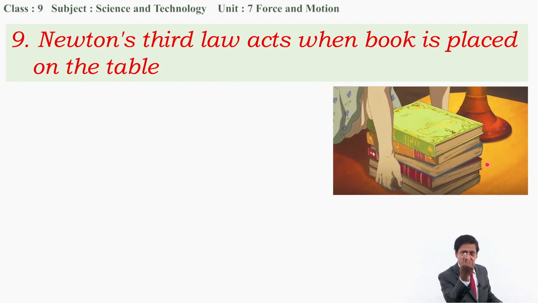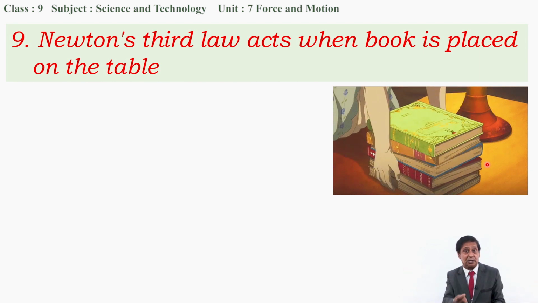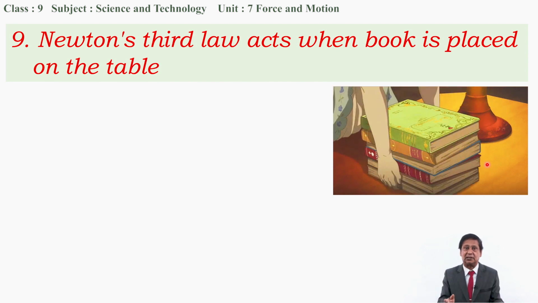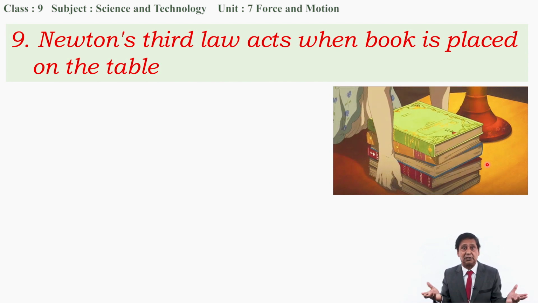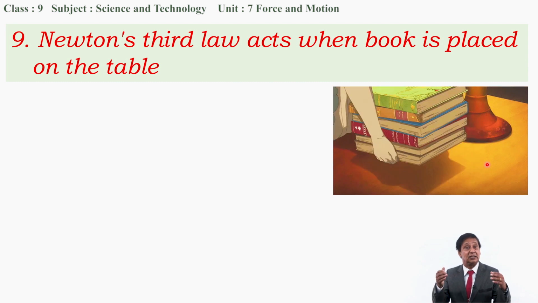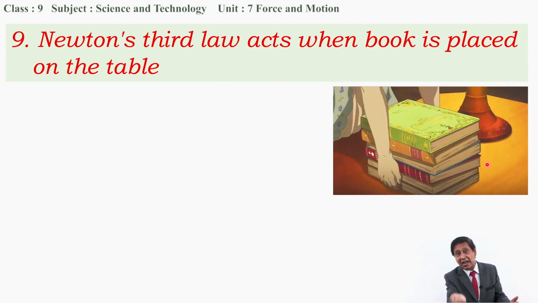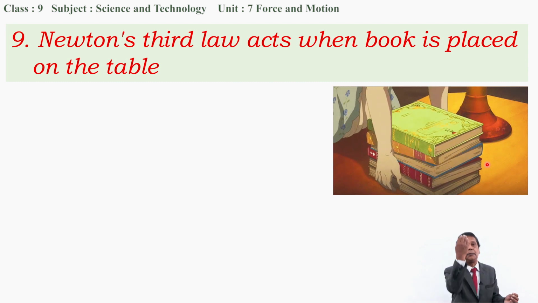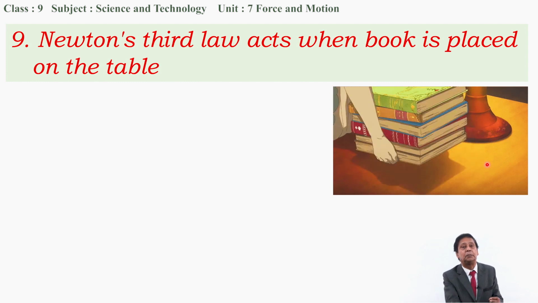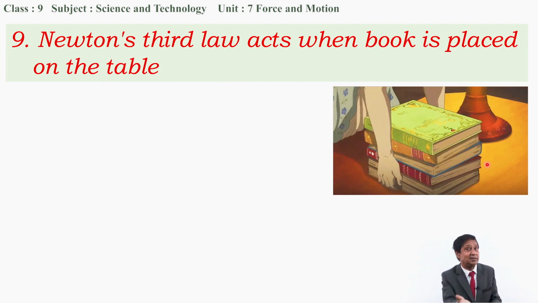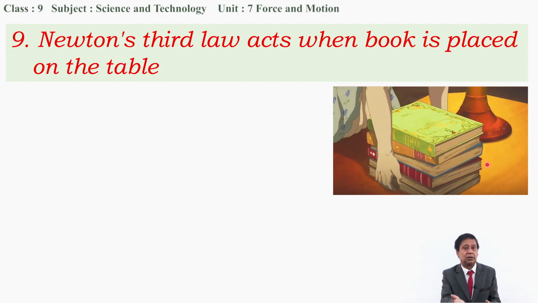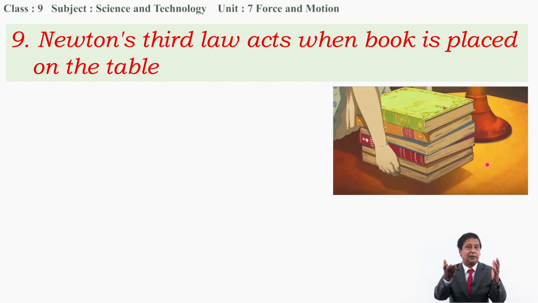If there is only one force, that is the weight force of the book, then it can break the table, but it cannot break the table. What is the reason? The reason is very simple. The reaction force produces in the opposite direction towards the book by the table, which resists the action force. So, book becomes stable on the table.